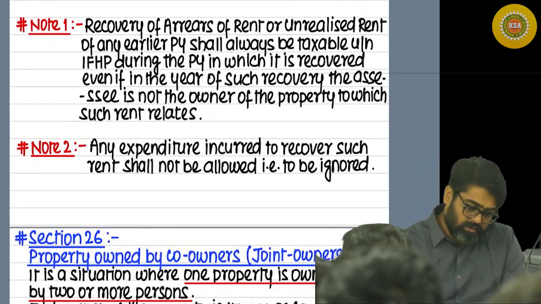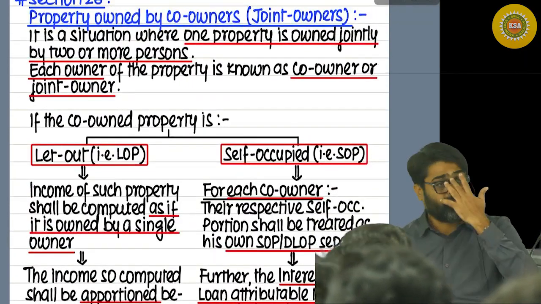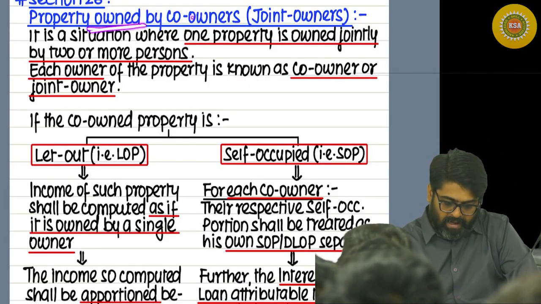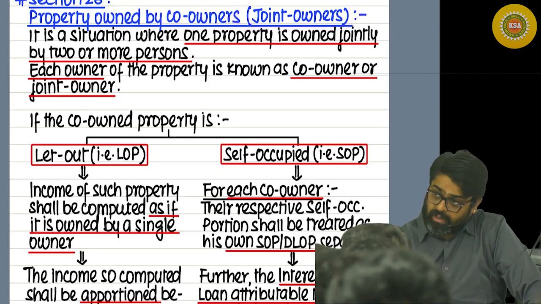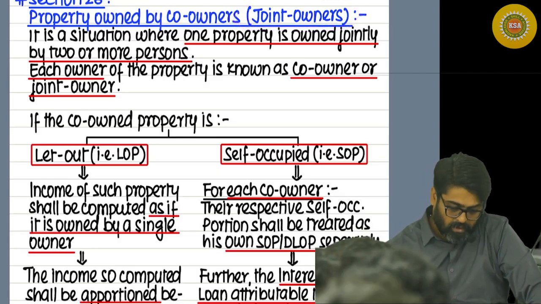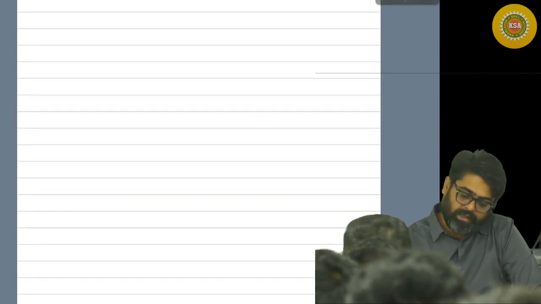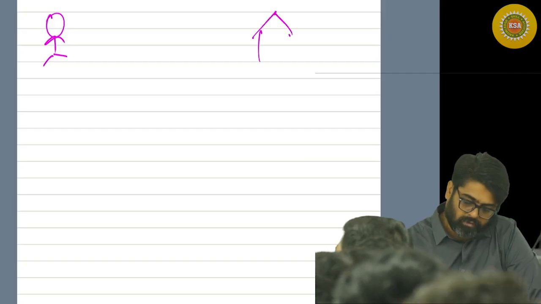Okay. See, this I have already given in note 1 and note 2. Now coming to section 26, property owned by co-owners. Co-owners means? So now what happens? See, up till now, we were saying that this one fellow is the owner of this property.